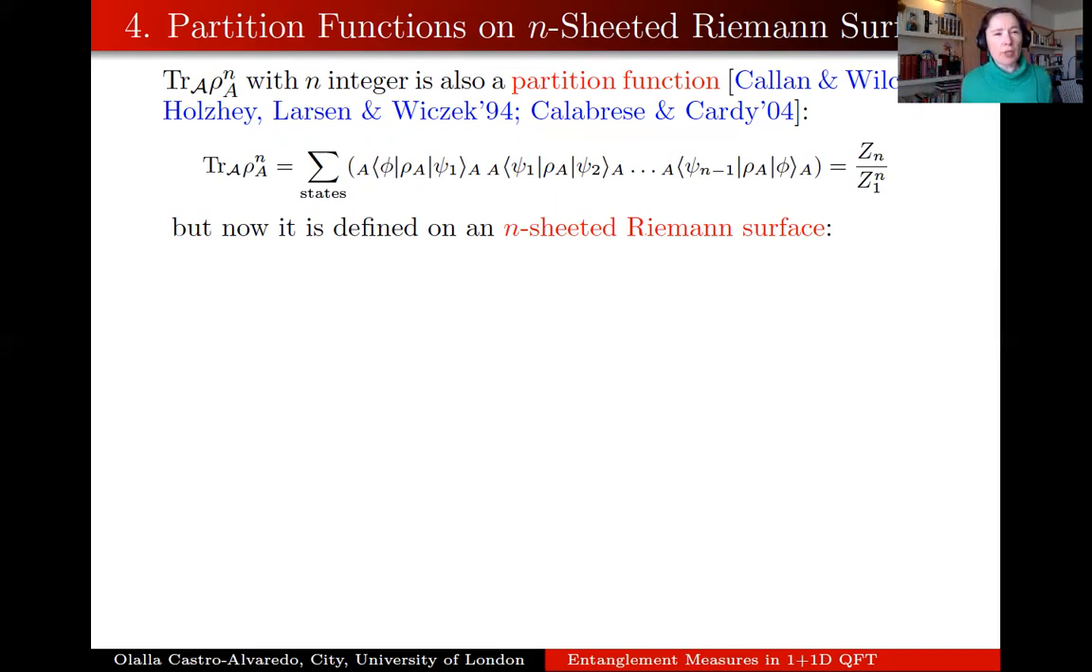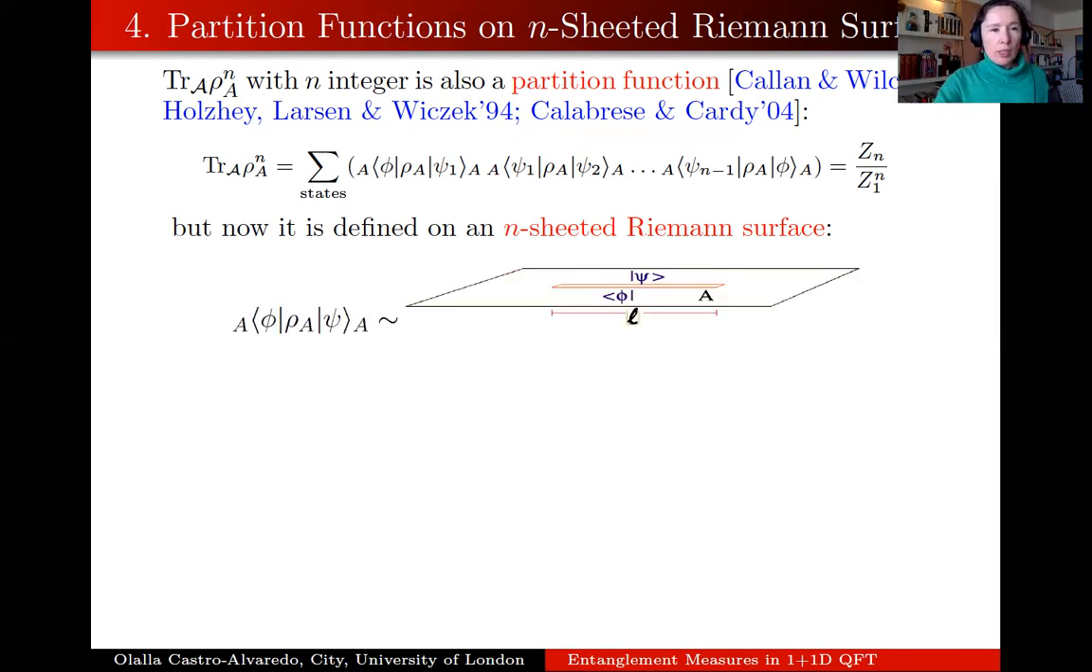So if you have this trace of rho to the n, what is this rho? So this rho is the reduced density matrix. It is a matrix. And if we are in quantum field theory, this is a matrix whose matrix elements will depend on states in this quantum field theory. They will depend on the states on subsystem A, because for the rest of the system, we already took the trace. So we have kind of zipped up that remaining part of the system.